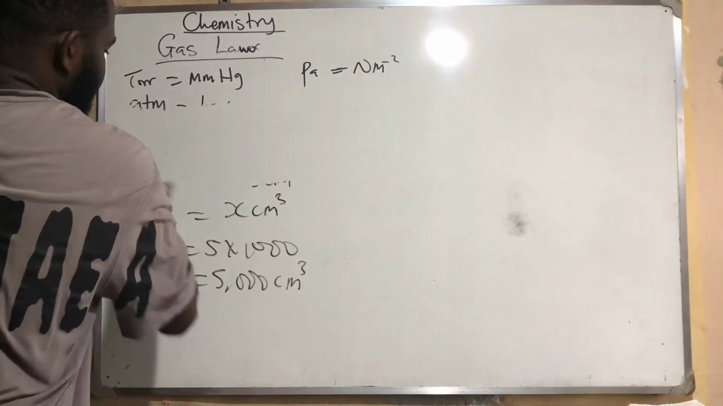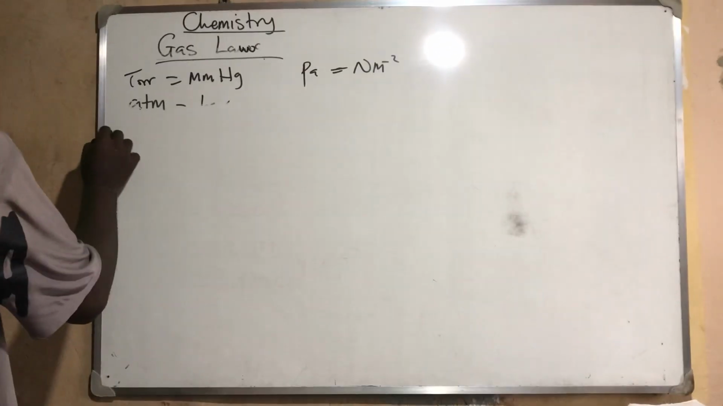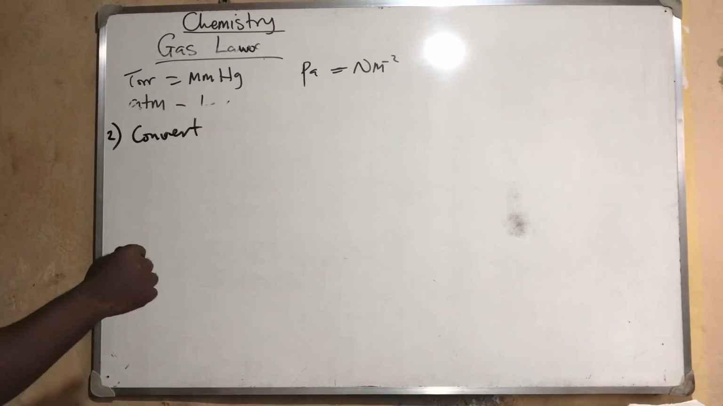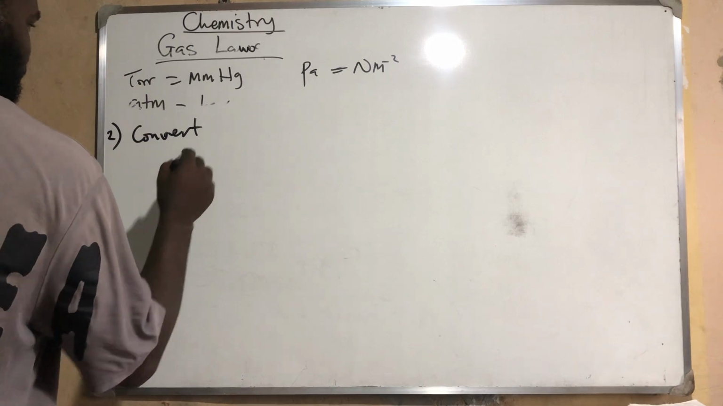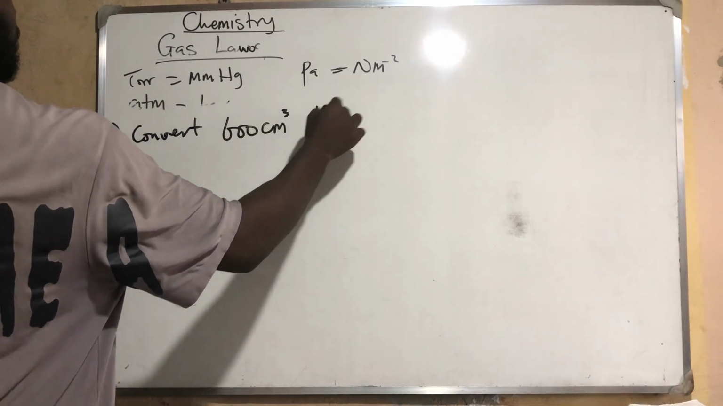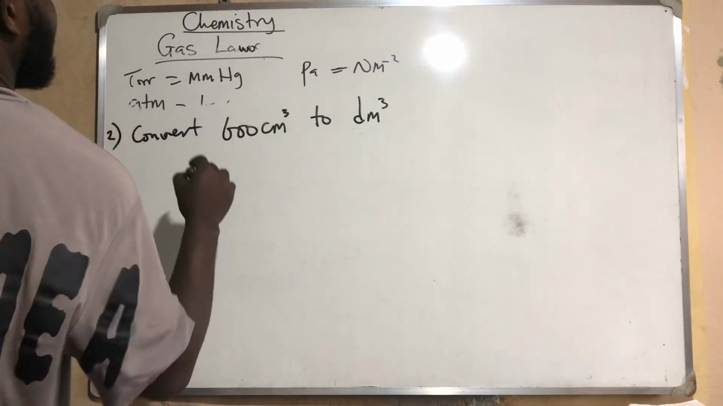So the next one we should look at is number two. Number two for volume. I'm still at volume. Number two said convert 600 cm cube to liters, or to dm cube, all right.